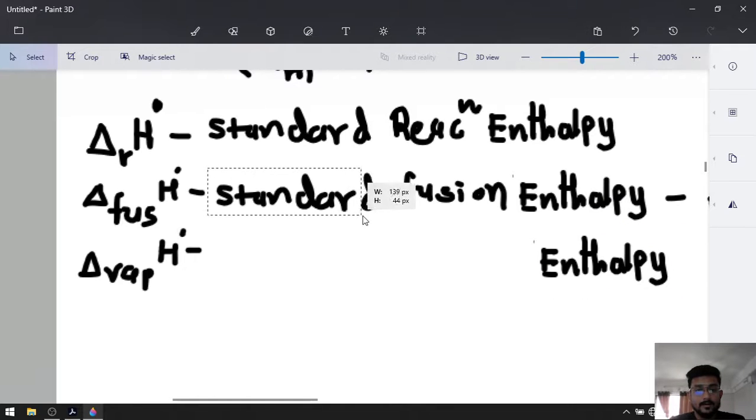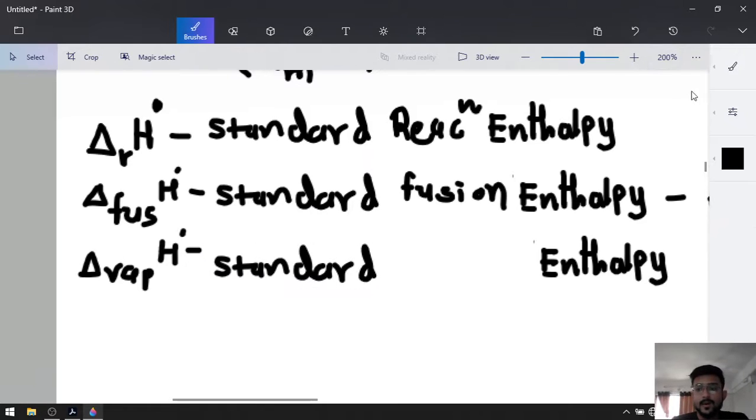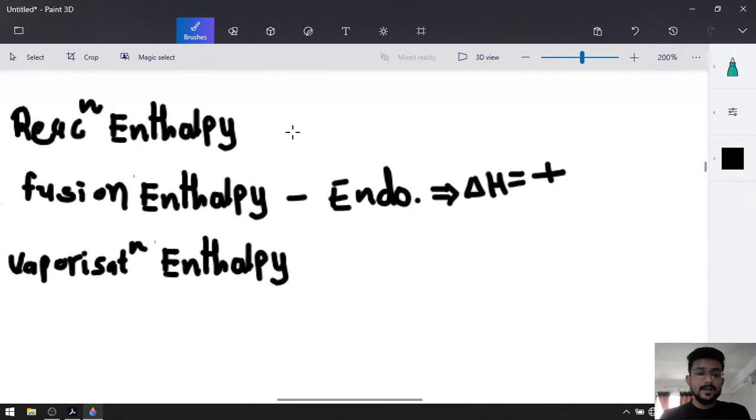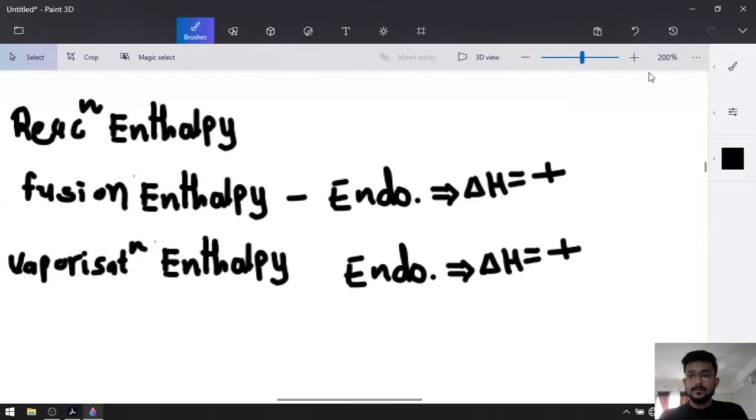Okay. Standard, and we are talking about vaporization enthalpy. Standard vaporization enthalpy. Again enthalpy will be positive, that's why it is also an endothermic reaction. Okay, that's why delta H will be positive for this reaction also.